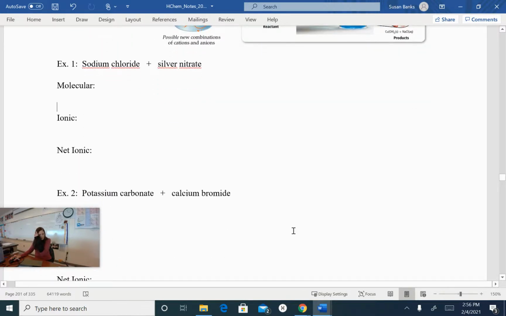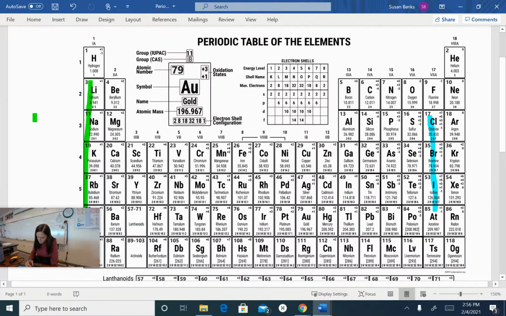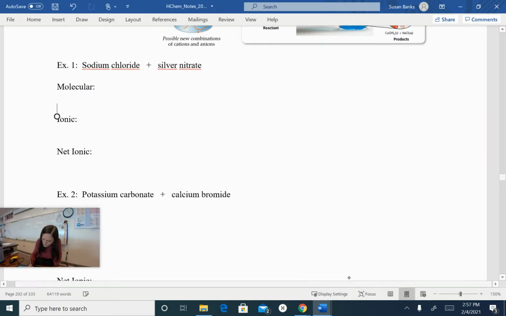So sodium chloride. Sodium, let's look at our periodic table. Sodium is a +1 and chloride is a -1. So we're going to put those together. So let's put in our charges here. So that will be a 1-to-1 relationship.